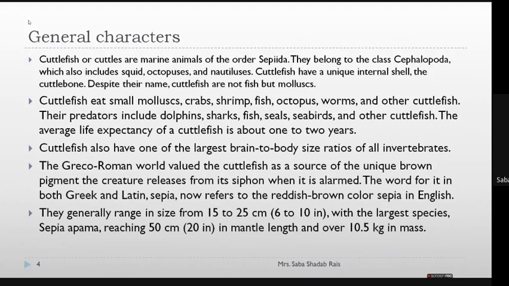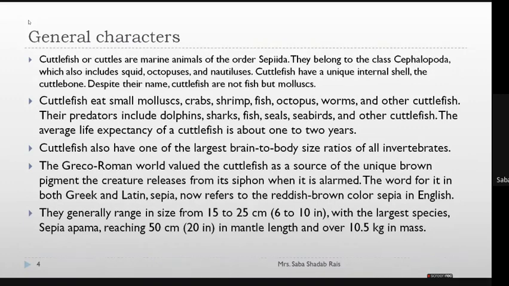Now when we talk about the cuttlefish's eating habits, they eat mollusks, crabs, shrimps, small fishes, octopus, worms, and they eat small cuttlefish also. When we talk about their nature, we understand that they are predators, but they also become prey. Who preys on them? Dolphins, sharks, meaning big fishes, they eat the cuttlefish, and seals, then seabirds, and other big cuttlefish all feed on them.